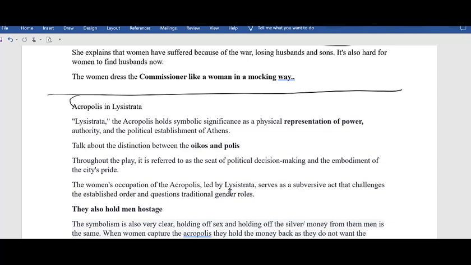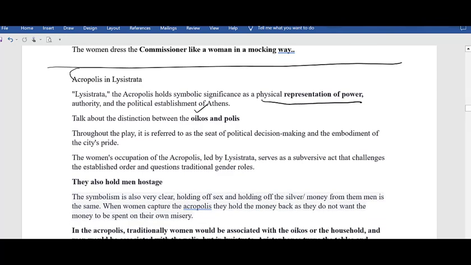So the first thing that you would do in this particular answer is to talk about the fact that oikos and polis are two categories which have separate representations. The oikos represents the home and polis represents the outside world, and through the distinction between oikos and polis, then you talk about the Acropolis, and then you say that the Acropolis holds a symbolic influence as the physical representation of power, authority and political establishment in Athens.